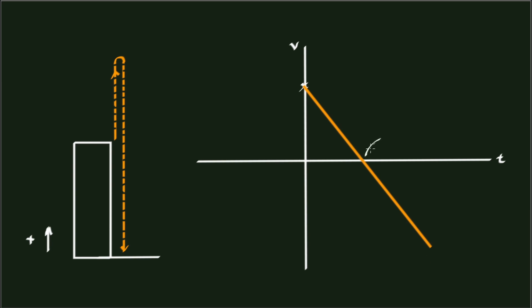And this is the point in time when it has reached the highest point, when the velocity of the stone is 0. That is the time when it reaches this point. After that, the velocity is more and more negative until it hits the ground. So this is the v versus t graph. Let's go to the next example.